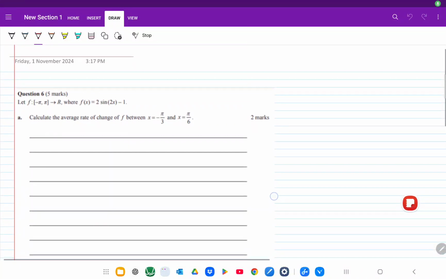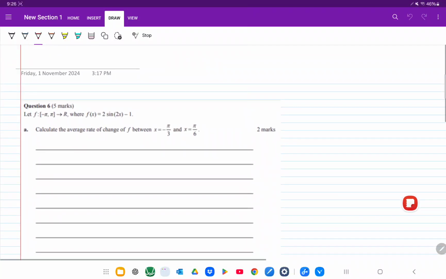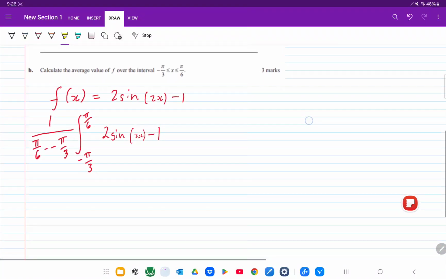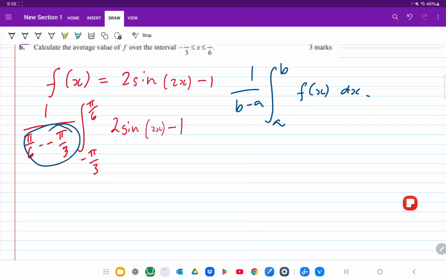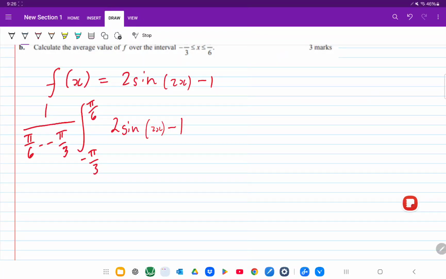It says calculate the average value over the interval for this particular sine equation. In order to calculate the average value, we need to first understand the formula: 1 over (b minus a) times the integral from a to b of f of x dx. Now that we understand that, we've got the intervals here, and we're going to calculate this separately.